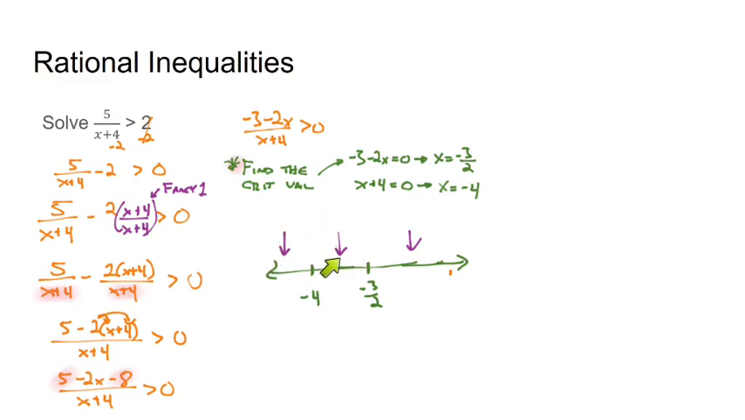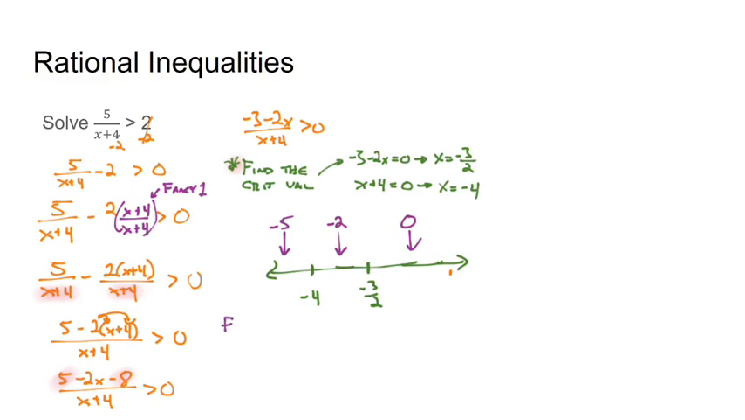I'm going to substitute in test points. I'm going to pick one that's to the left of negative 4, and how about negative 5? Then I'm going to pick one that's in between these two, in between negative 1.5 and negative 4. How about negative 2? I'm going to pick one that's over here that's a greater value than negative 1.5. Well, 0 makes for easy math. So I'm going to evaluate my function at these test points, if I were to think of it as a function.